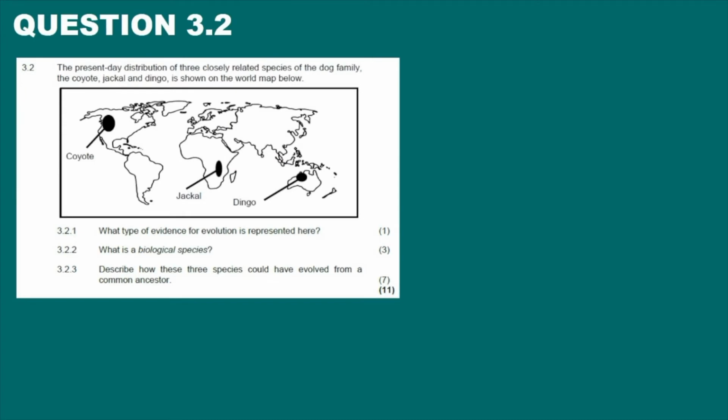In question 3.2, we will look at the present-day distribution of three closely related species of the dog family. Here we will look at the coyote, the jackal, and the dingo, and this is shown in the map below. You will notice that they indicate on the map how these species are distributed across the world. So here it gives us an indication that once these species were living in a very close area together, and as they got separated, they changed into different species depending on the environment that they were exposed to. So let's quickly look at the summary of what is happening in this question.